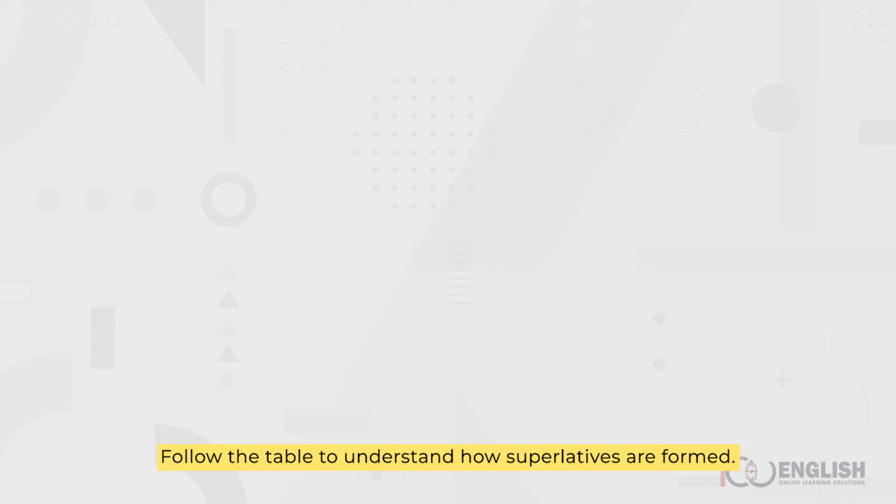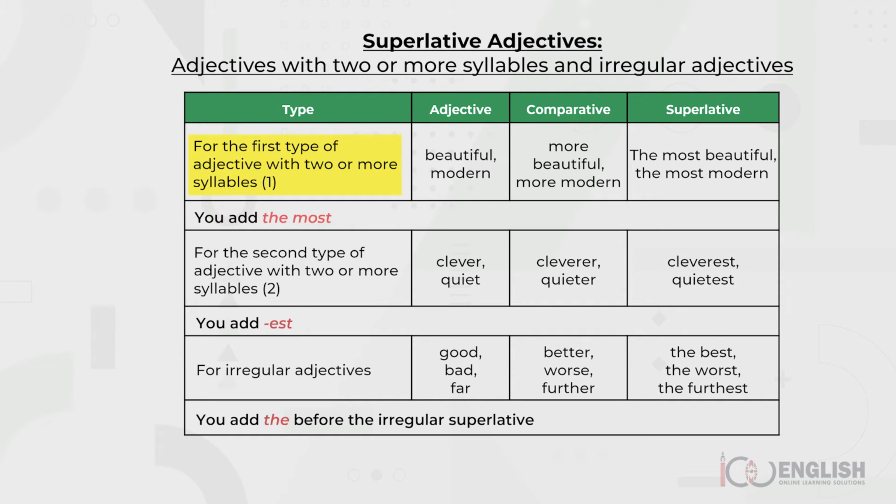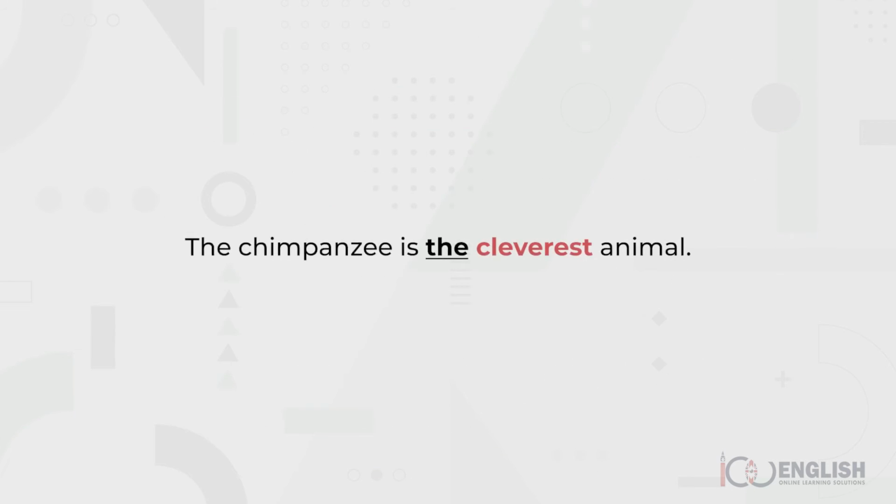Follow the table to understand how superlatives are formed. For the first type of adjective with 2 or more syllables, you add the most. For the second type of adjective with 2 or more syllables, you add est. For irregular adjectives, you add the before the irregular superlative. Let's look at another example. The chimpanzee is the cleverest animal.